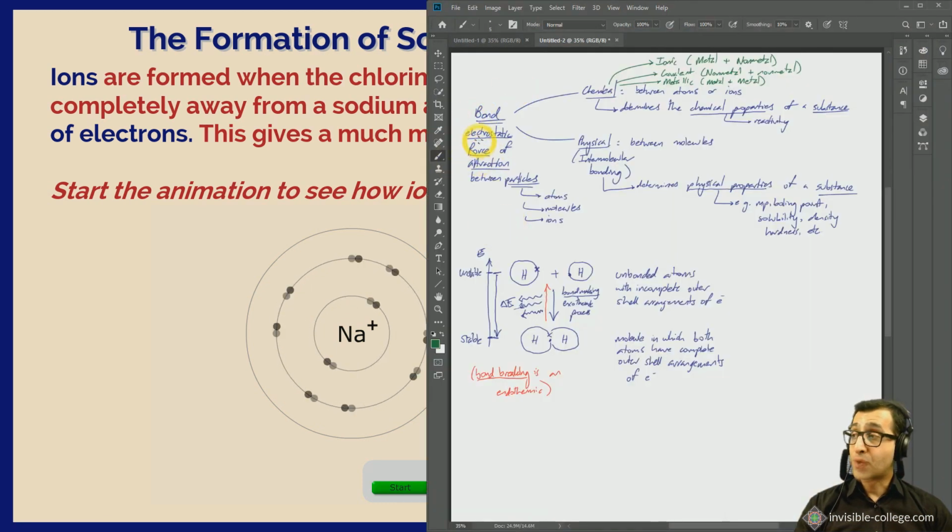So remember, all bonds are electrostatic forces of attraction. In this case, an ionic bond is an electrostatic force of attraction between oppositely charged ions. So if you were to define the word bond, you would say it's an electrostatic force of attraction between particles. Any chemical bond is an electrostatic force of attraction between atoms or ions. If it's an ionic bond, it's the electrostatic force of attraction between oppositely charged ions.